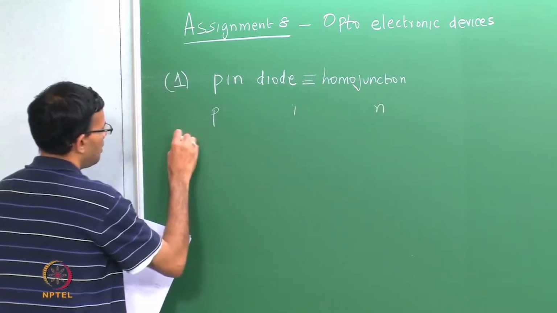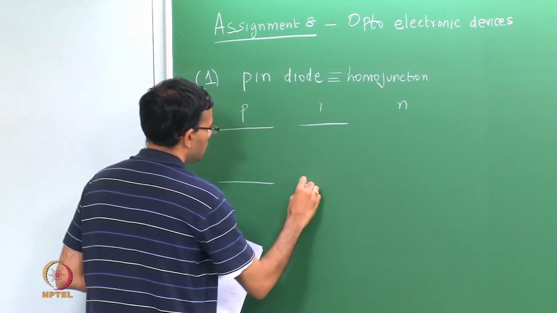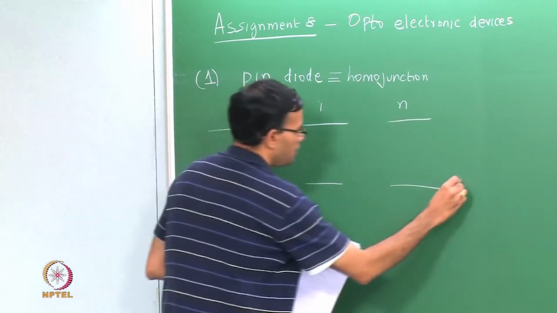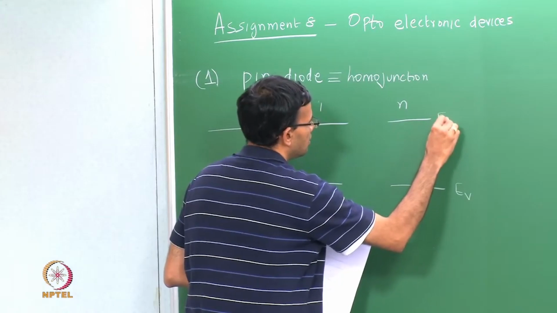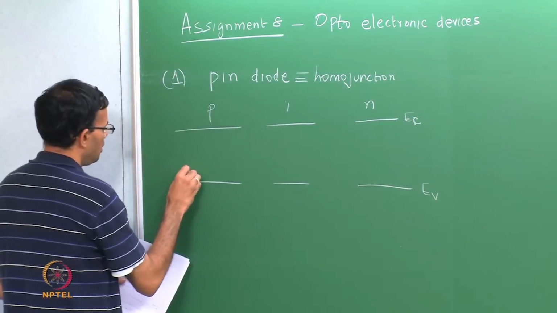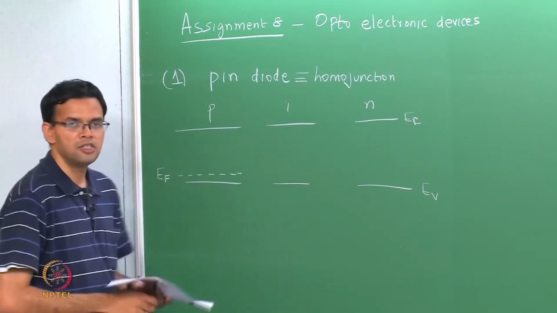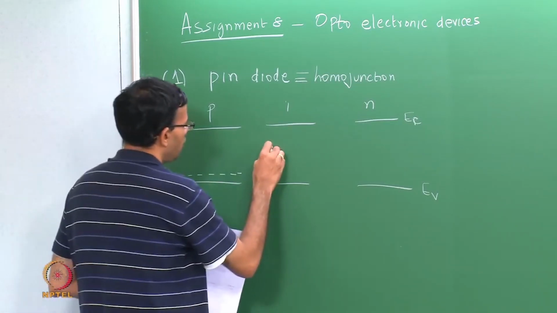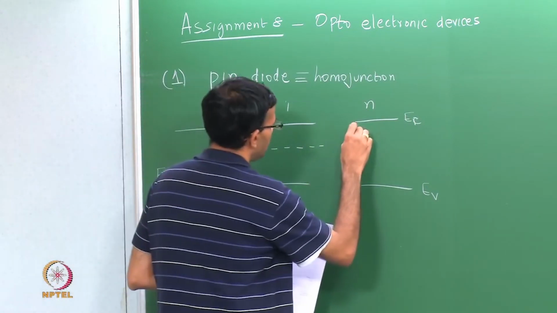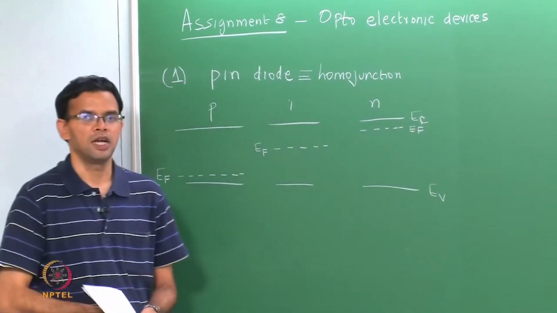I and N. So, we can draw the energy band diagram for all three of these. The material is the same, so the valence band and the conduction band are essentially located at the same point. In the case of a P type material, the Fermi level is close to the valence band. For an intrinsic, it is close to the middle, and for an N type, EF is close to the conduction band.